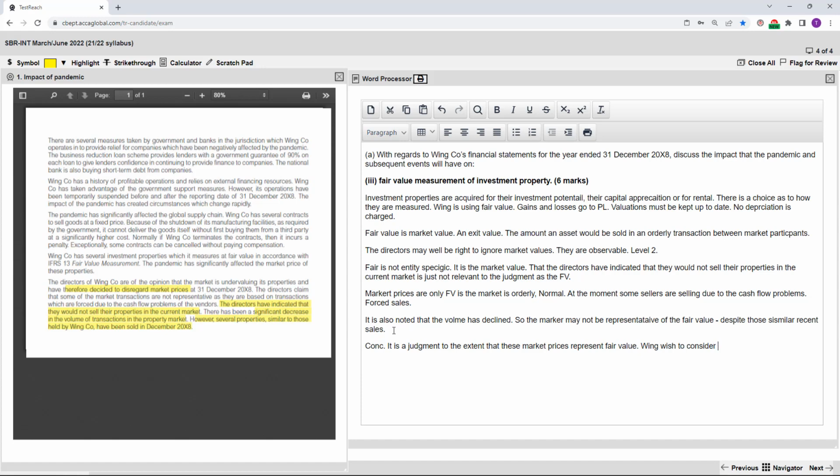Wing may wish to consider alternative ways of arriving at a fair value. For example, based on income. Now, look, this is now getting more like it. This is now approaching 5 or 6 marks.